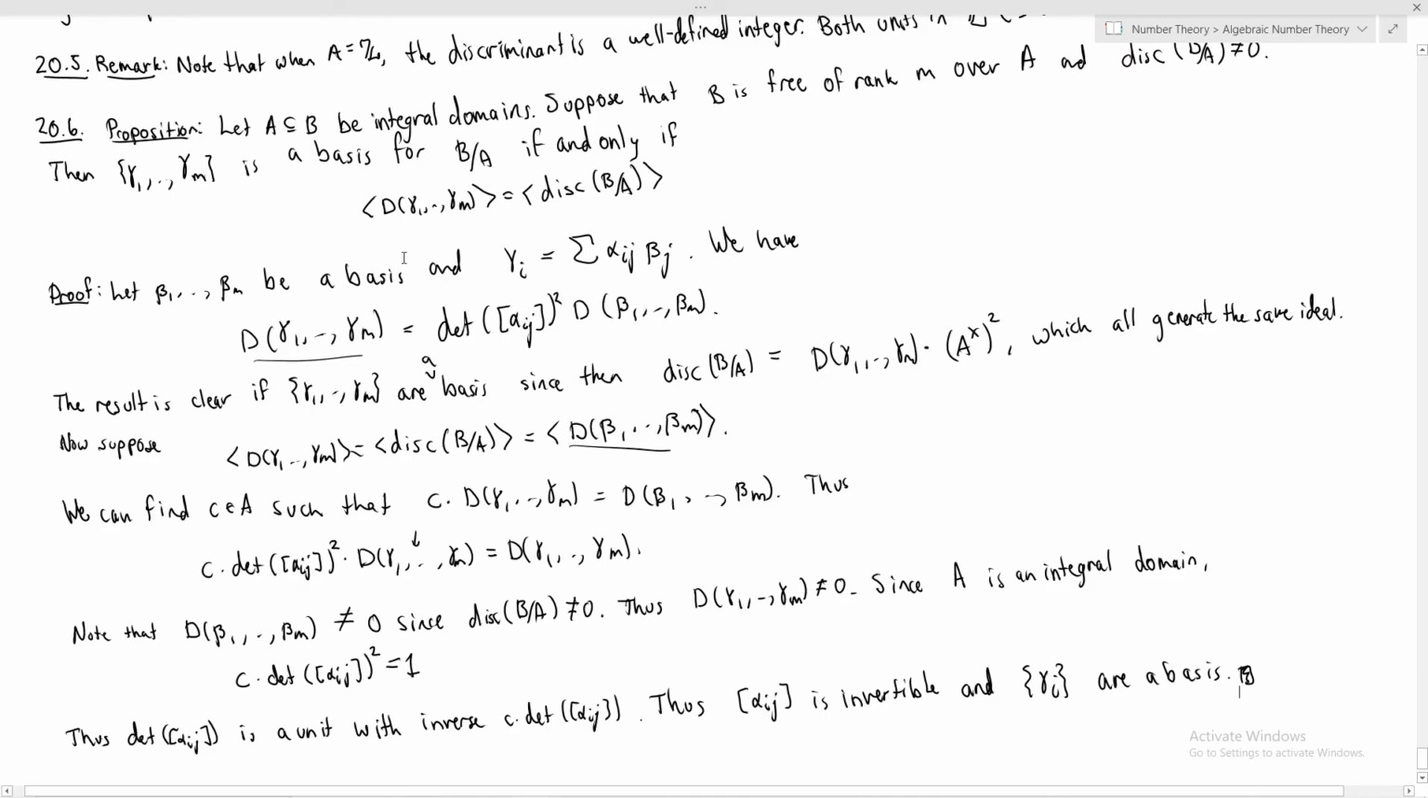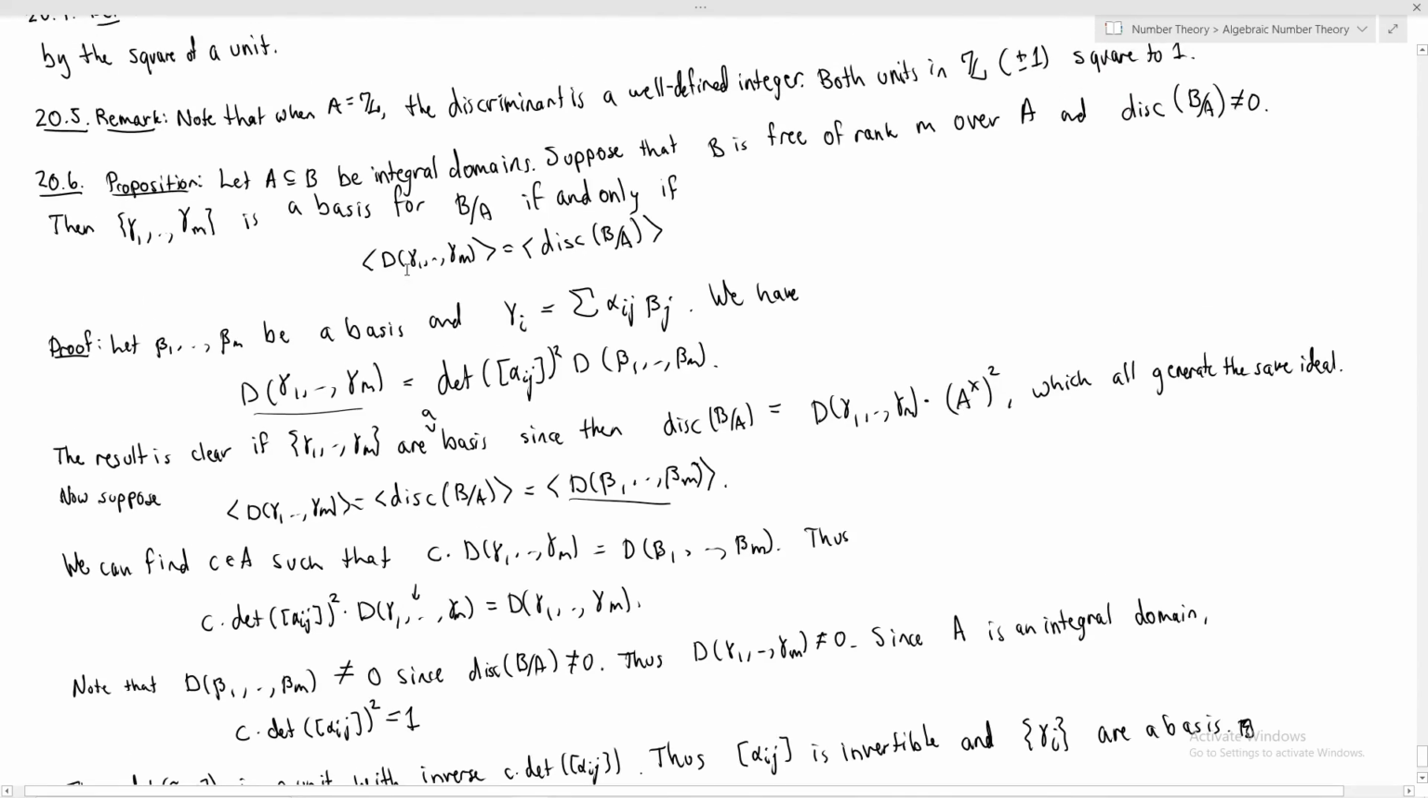Okay, so what's the importance of this? The importance is that it's almost like an if and only if. Not quite. It's basically saying that if I want to check if I have a basis, so maybe A is Z or something like this, then all I really have to do is compute the discriminant of this thing. And if I already know the discriminant of my extension of rings, then comparing the two will actually tell me whether I've got a collection that's a basis or not.